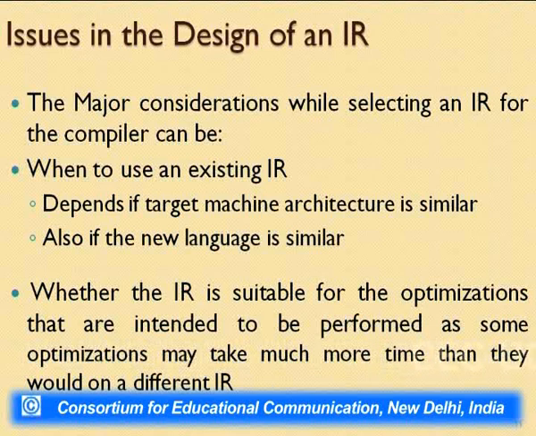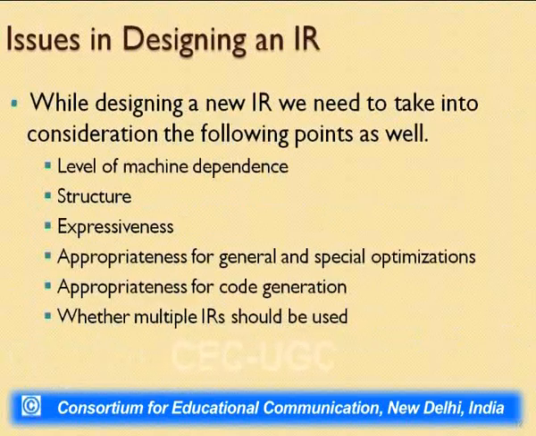If the architecture is similar, we may go for the existing IR, or if the new language is similar to an existing language, then also we can go for the same IR that has been implemented in other setups. Another consideration is whether the IR is suitable for the optimizations that are intended to be performed, as some optimizations may take much more time than they would on a different IR. That is a very important aspect. We should be very clear that a given IR may not allow us to freely apply certain optimizations, and if those optimizations are often required in my code, then we need to think about it. There are certain optimizations that can be performed only on certain IRs and not others, so we have to be pretty clear about it. While designing a new IR, we need to take into consideration the following points.